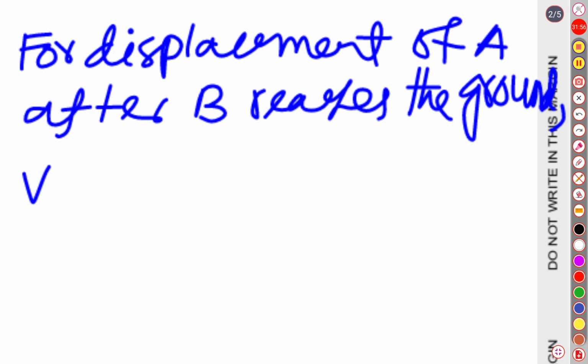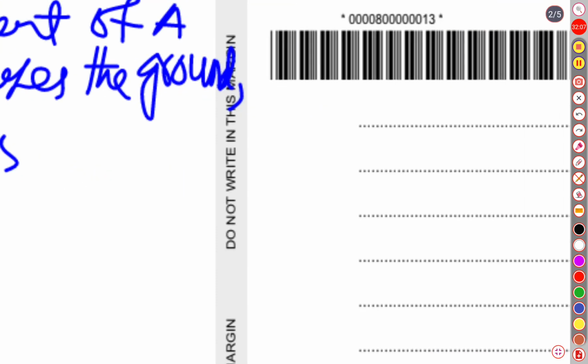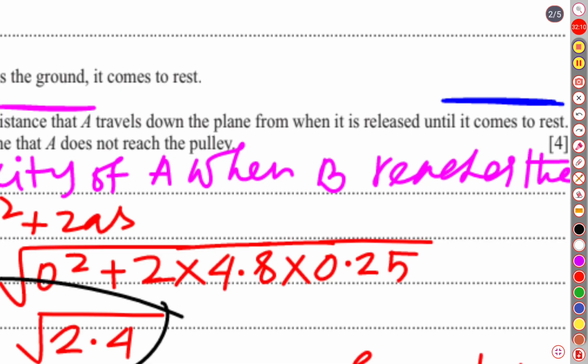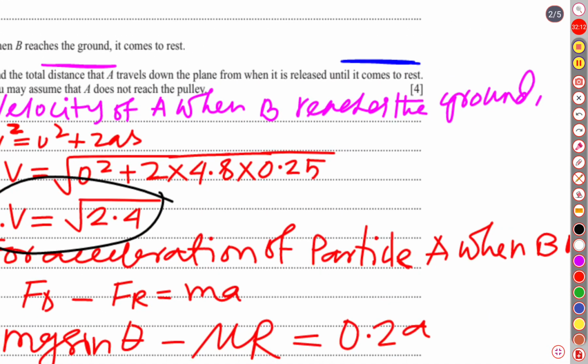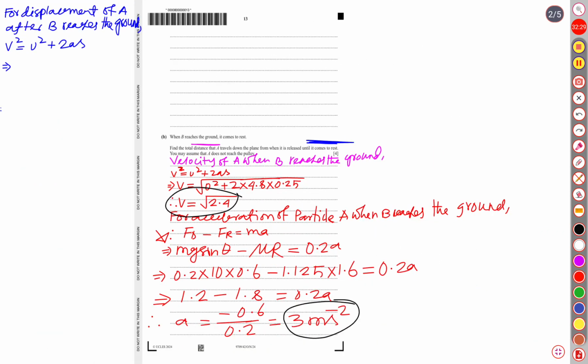apply is v squared is equal to u squared plus 2as. So the final velocity of A was definitely 0. The question told us to find the total distance that A travels down the plane from when it is released until it comes to rest. So at one stage A is at rest, so the final velocity is 0. So 0 is equal to the initial velocity.